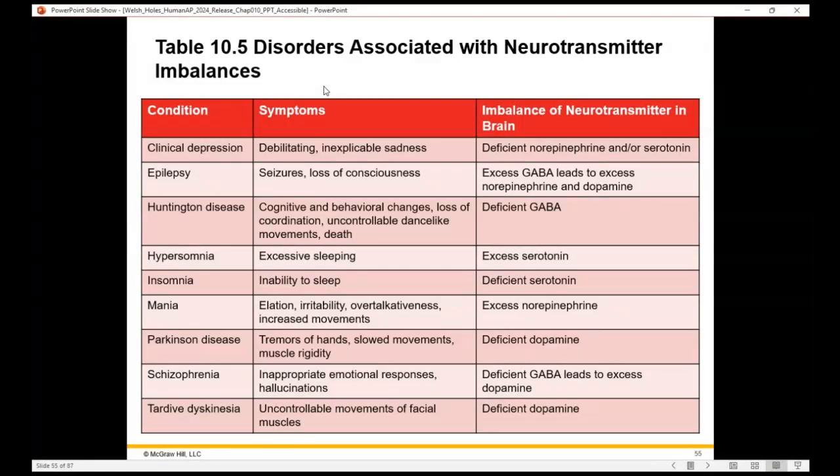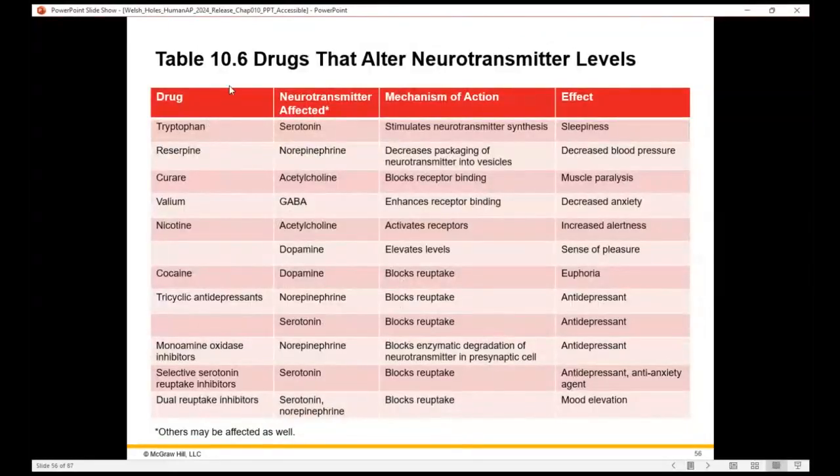Table 10.5 shows you several disorders associated with neurotransmitter imbalances, like clinical depression, epilepsy, Huntington disease, hypersomnia, insomnia, mania, Parkinson's disease, schizophrenia, and tardive dyskinesia. Table 10.6 shows drugs that alter neurotransmitter levels. Some of these drugs are legal and some are illegal.